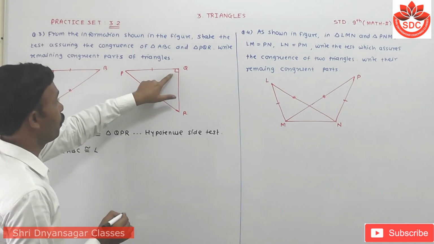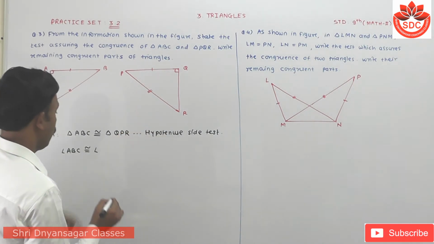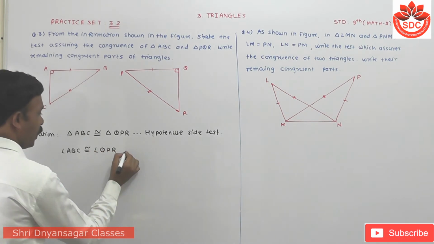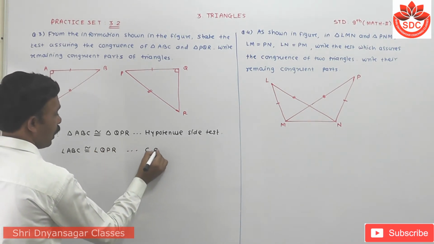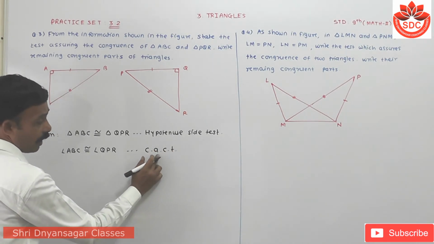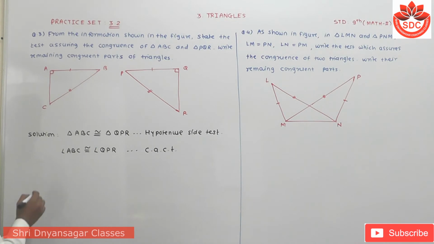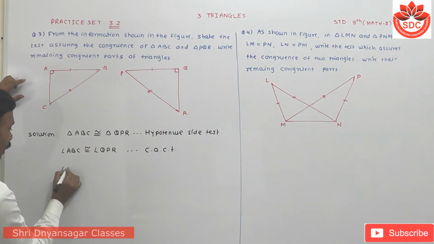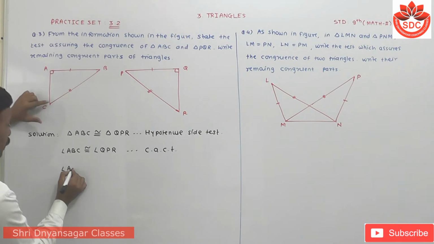We have to start from PQR. Sorry, QPR. QPR. Because these are corresponding angles of congruent triangles. Look here, we have to write in short: corresponding angles of congruent triangles. Then the second pair is C with R. So I have to write here angle ACB.